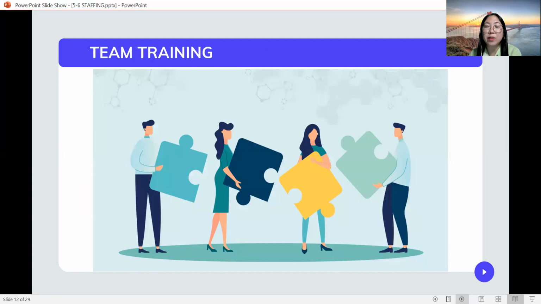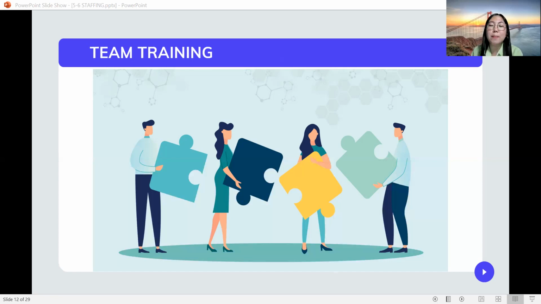Next, we have team training. So pag sinabi naman natin team training, the goal of this team training is to develop the cohesiveness among all of your members, kasi allowing them to get to know each other and facilitate relationship building with each one of you. And this team training can be administered either in-house or externally or even virtually like this one.